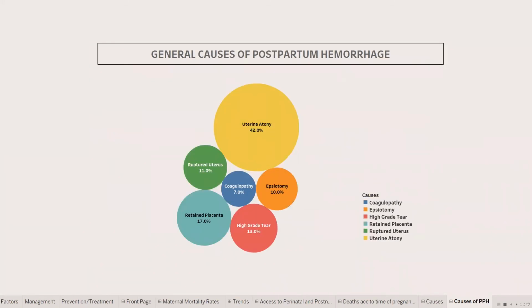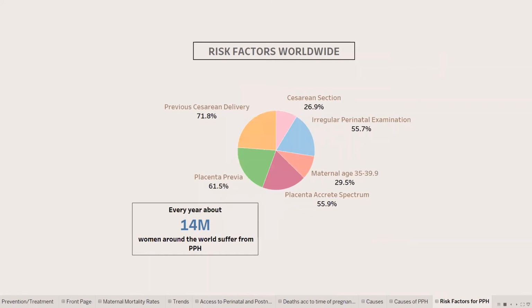So what are the causes of it? Although there are many causes, uterine atony is one of the most common causes and accounts for 70% of the cases. Every year, about 14 million women around the world suffer from postpartum hemorrhage.